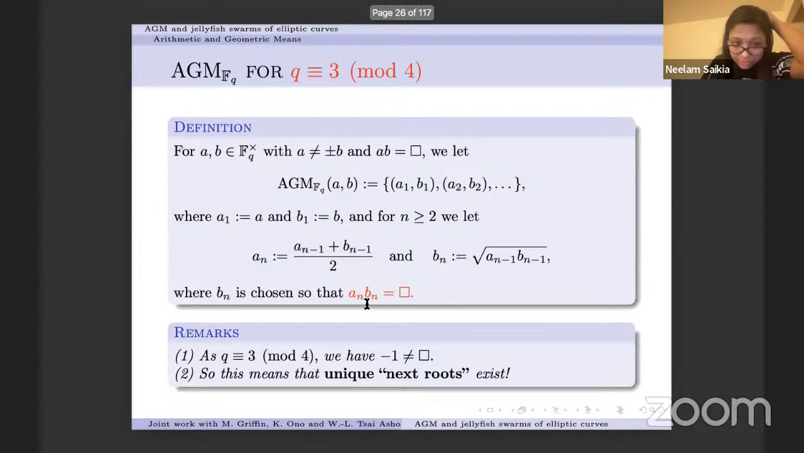Here, we would like to note that when we choose q congruent to 3 mod 4, then, as in the case of R, we know that minus 1 is not a square. For such fields, minus 1 is not a square, so this will guarantee the unique square root. And we will see from our examples that this gives uniqueness of choosing a square root, which is well-defined.